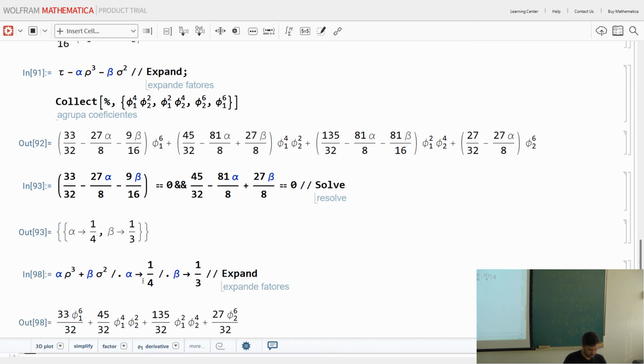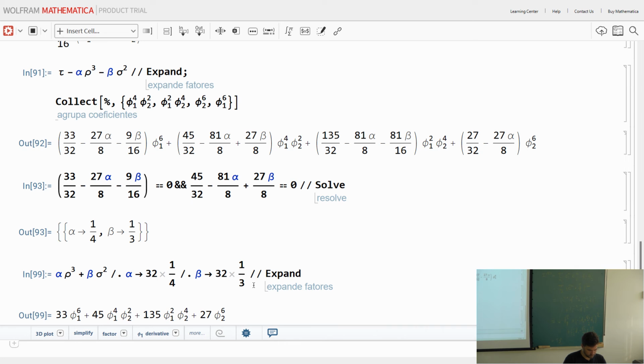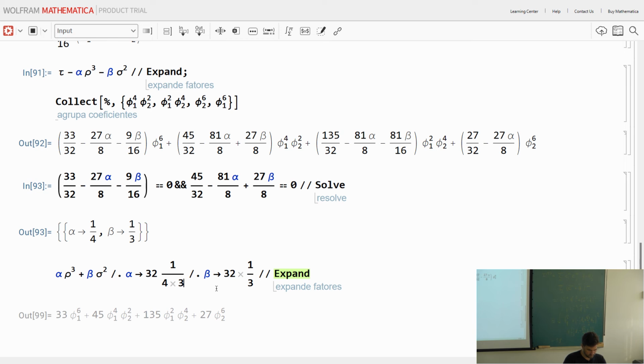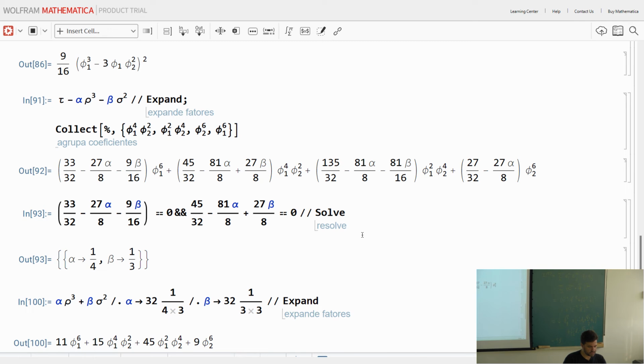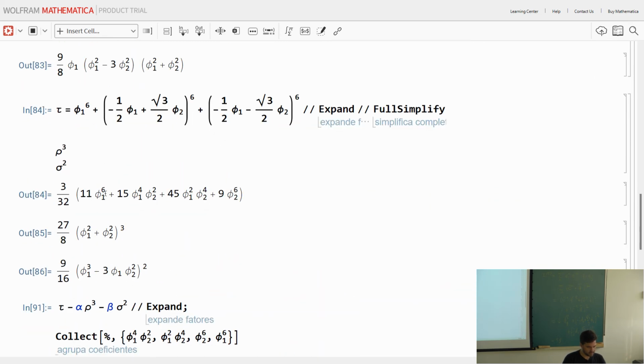Let me multiply by 32. Divide by 32, just to make it more obvious, and then divide by 11 by 3. Okay, so you see that this 11, 15, 45, 9 is our tau, okay?